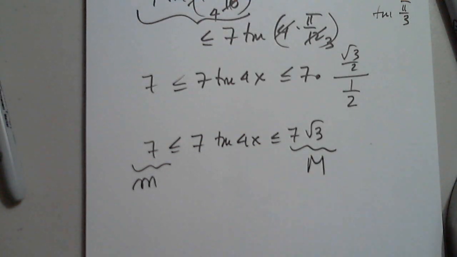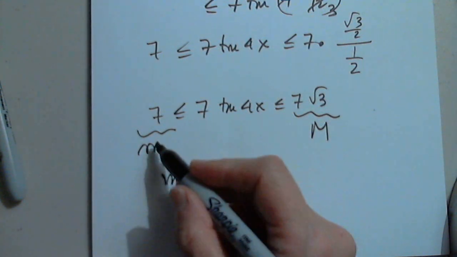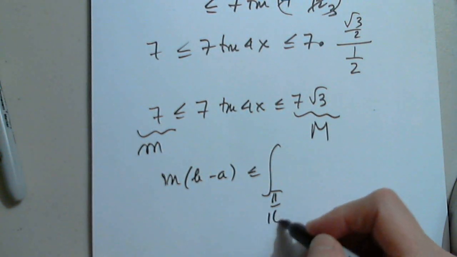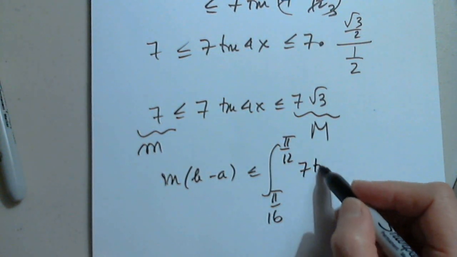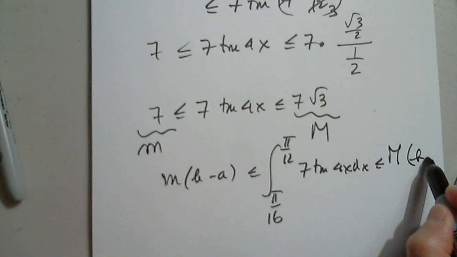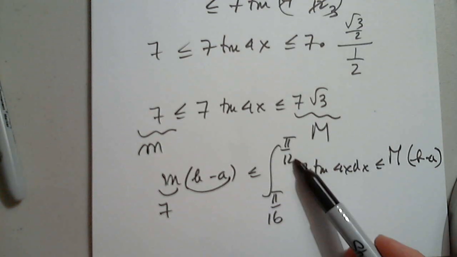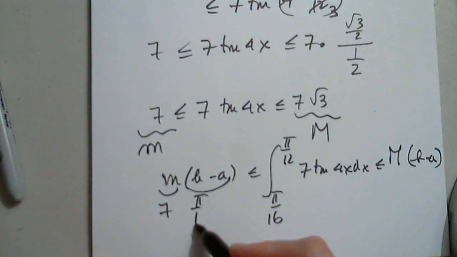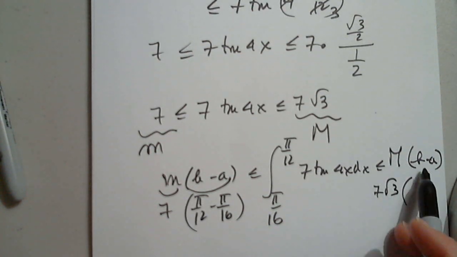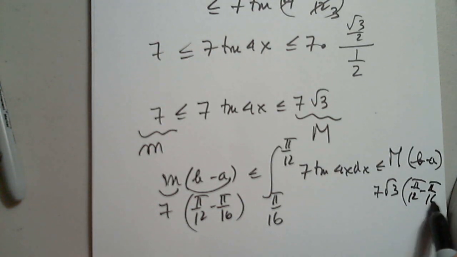Lower bound, upper bound. Now, we know this property: small m times (b minus a) is less than or equal to the integral from pi over 16 to pi over 12 of 7 tangent 4x dx, which is less than or equal to M times (b minus a). Now this is 7, and this is pi over 12 minus pi over 16. This is 7 the square root of 3, and b minus a is the same, pi over 12 minus pi over 16.